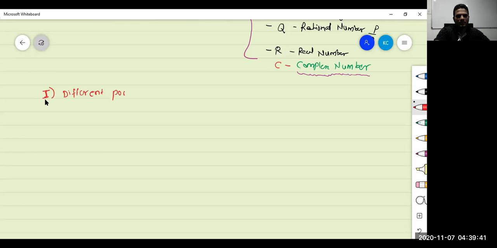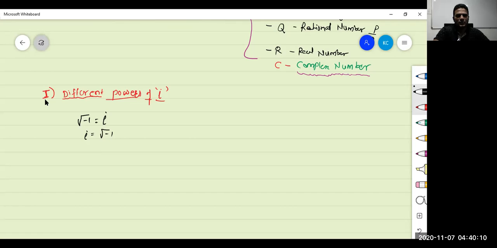Different powers of i, this is the concept we have to learn. Just now we saw that root of -1 is i. Root of -1 is i. Then i square: i equal to root of -1, squaring on both sides.